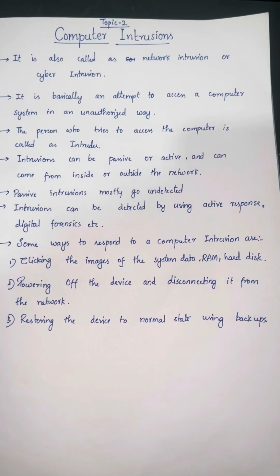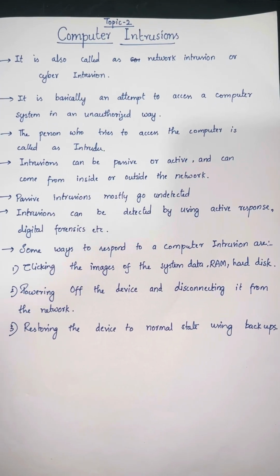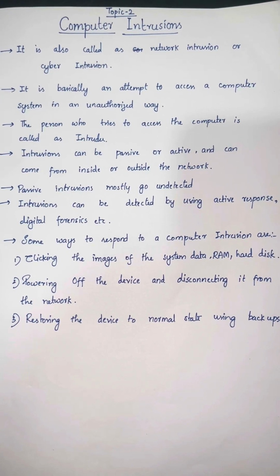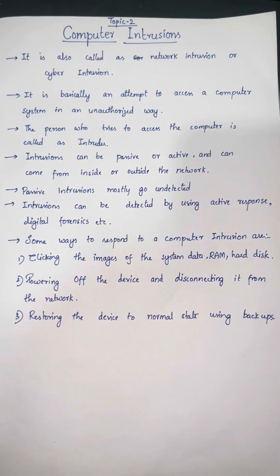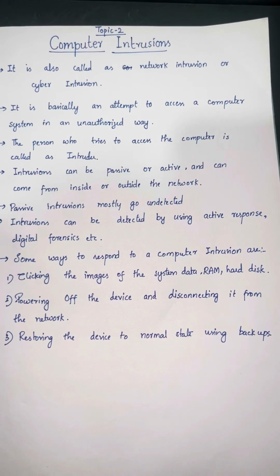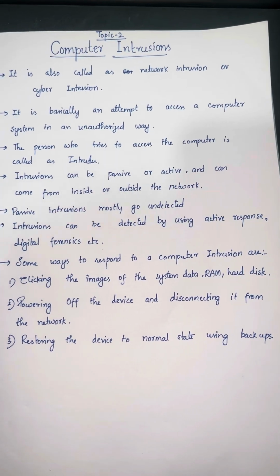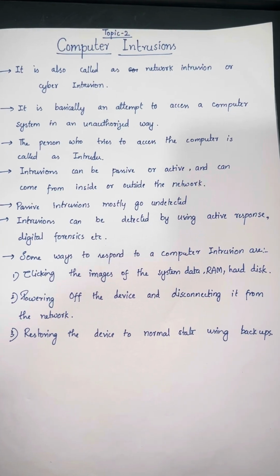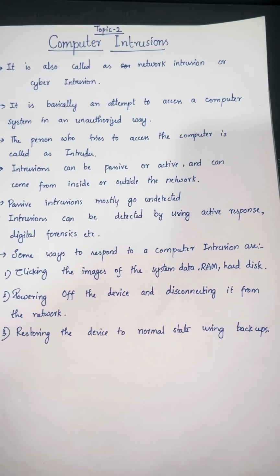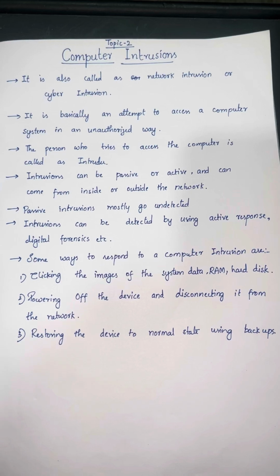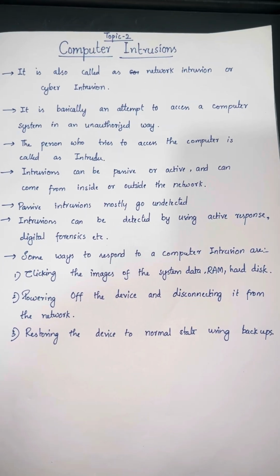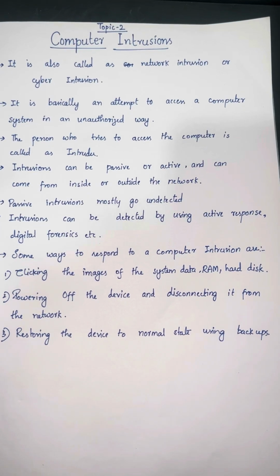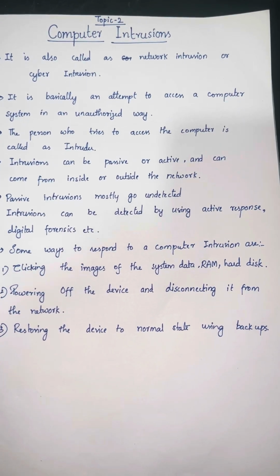Whenever an attacker attempts to access the computer, that all comes under intrusions. The person who tries to access the computer is called an intruder. If I am trying to access someone's computer, then I may be called an intruder. And the next point is that intrusions can be passive or active and can come from inside or outside the network.